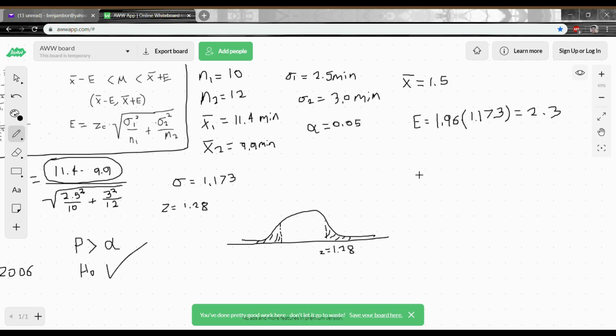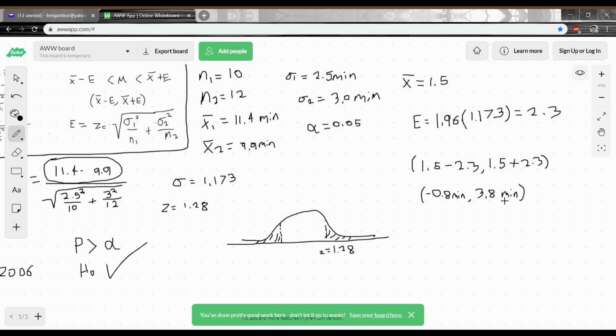Which means our confidence interval, which I'm going to write in ordered pair form, is 1.5 minus 2.3, comma, 1.5 plus 2.3. So when we do this math, that's going to give us a negative 0.8 minutes and a positive 3.8 minutes. So the way we would say this is we are 95% confident that the difference of our means lies within this range, negative 0.8 minutes and positive 3.8 minutes.